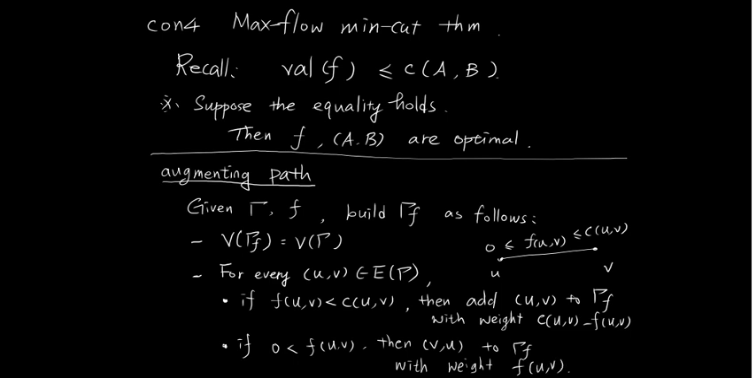So this means if case 1 happens, we are able to increase the flow by c minus f. If the second case happens, then we are able to decrease. By decrease, I mean getting some flow from the opposite direction and decreasing the flow by f.